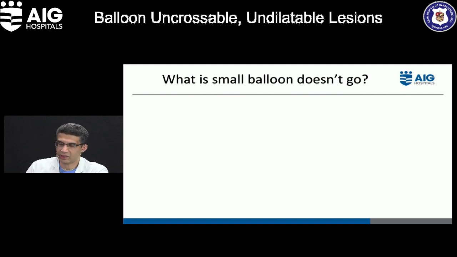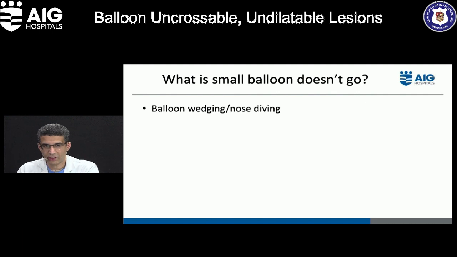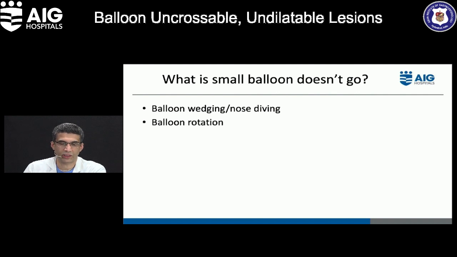So you have taken a Ringen Plus and it is not going in. What do we do next? One is what is called the balloon wedging or a nose diving technique. Basically you try to dilate the balloon, and while it is deflating you try to push the balloon. So the concept here is that the most distal end of the balloon tries to modify the lesion, and as you deflate it tends to wedge in further and move forward. So this is a commonly used method when the small balloon is not going in.